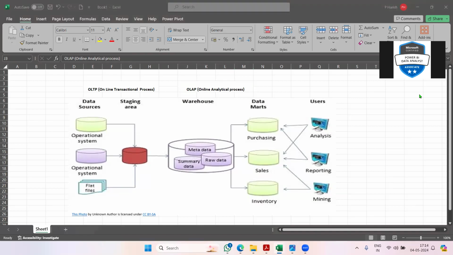OLTP is the operational side, the transaction side, and OLAP is the warehouse side, right? The analytics side. Yes, correct. And data warehousing, reporting, business intelligence come under the analytical parts. That is the reason our role says business analyst or data analyst associate. So we do the analysis part.